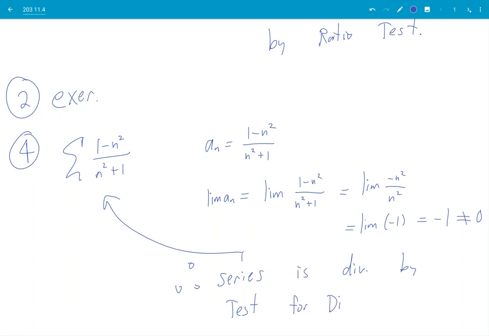Okay, I'll say it again. If you are testing any series to see if it's convergent or divergent, you should always, at least mentally, check this limit. If you don't get 0, then you're done.